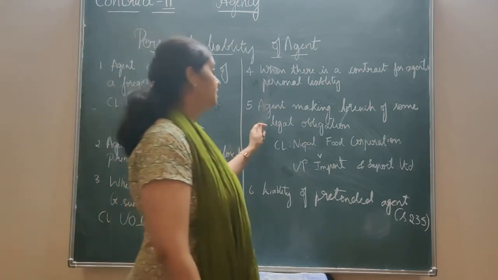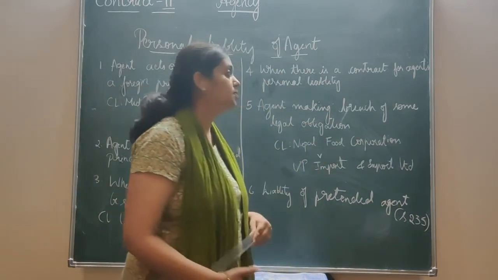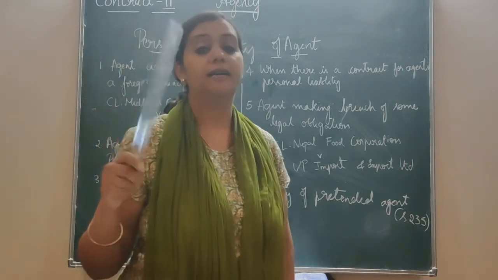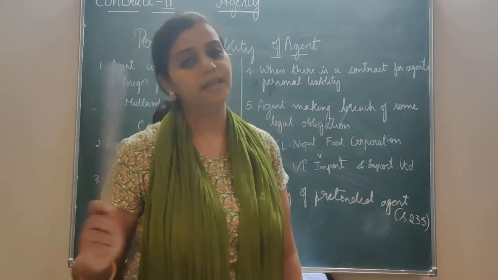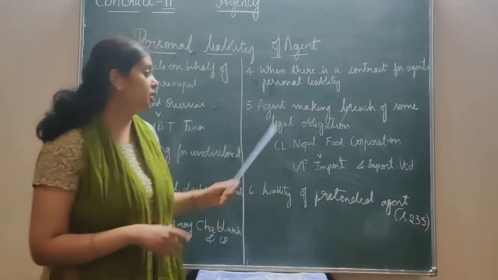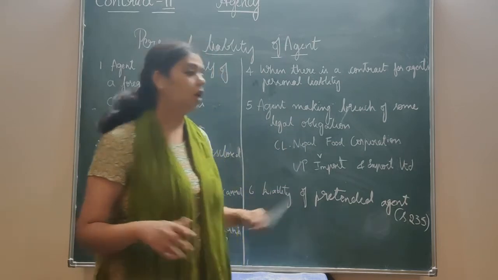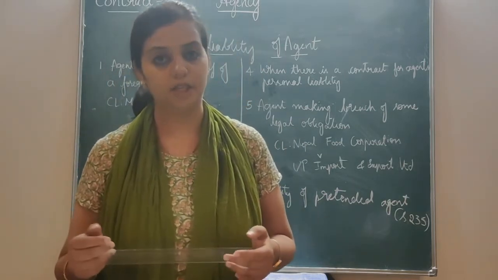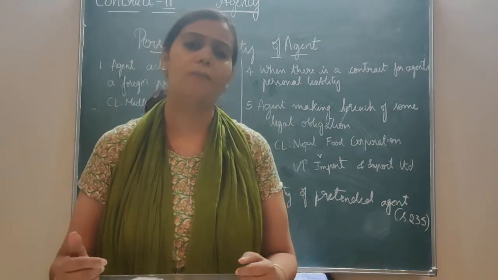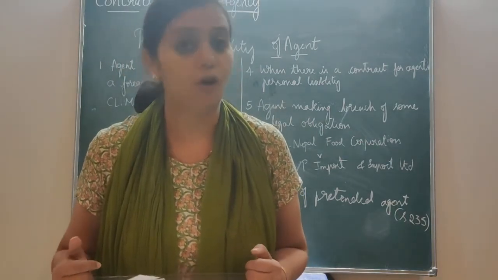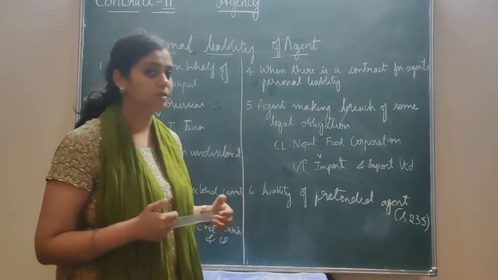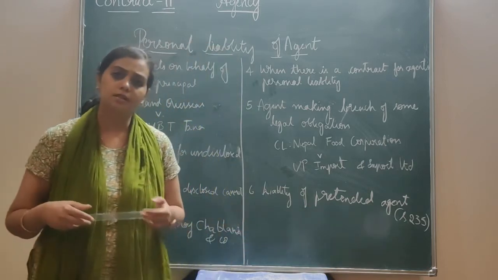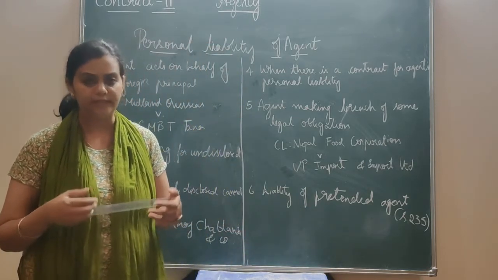The first situation is when there is a contract for the agent's personal liability. The agent is making a contract that he will be personally liable. Then he becomes liable. Then, the agent making a breach of some legal obligations, contractual obligations or statutory obligations which he needed to follow, becomes personally liable. Then the last one is the liability of a pretended agent. Who is this pretended agent? We'll see one by one.